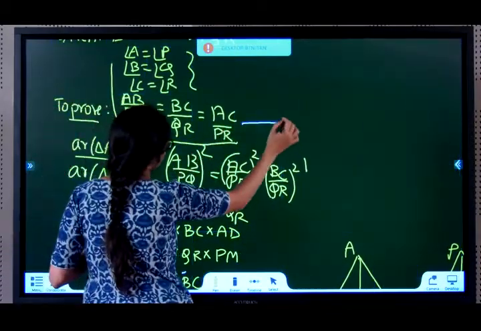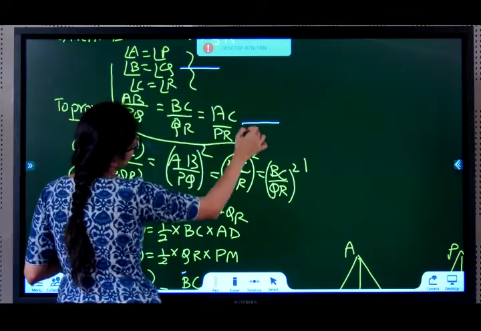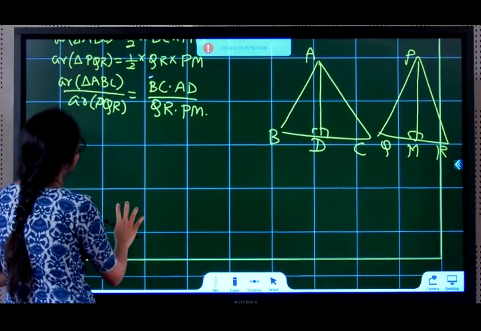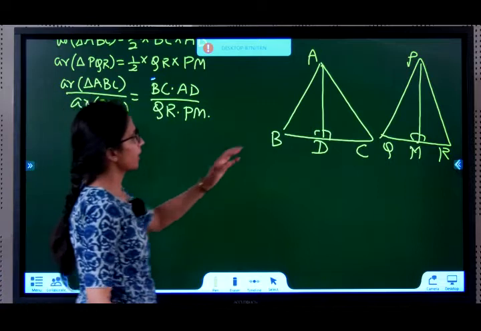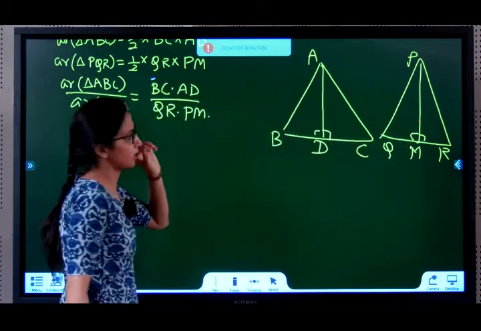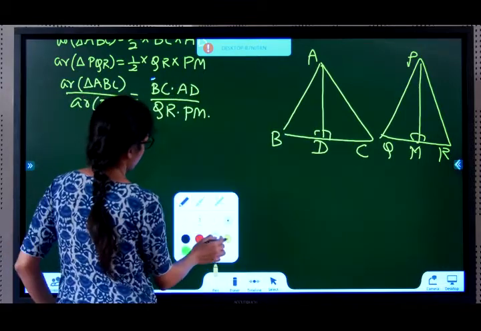So I'm going to use this angle. You can label this as angle B equals angle Q in given. So I'll be using this extensively. Now, what's going to happen here? I have to somehow prove this triangle is similar to this triangle, and I can change AD by PM to one of its sides. So let's do that now.